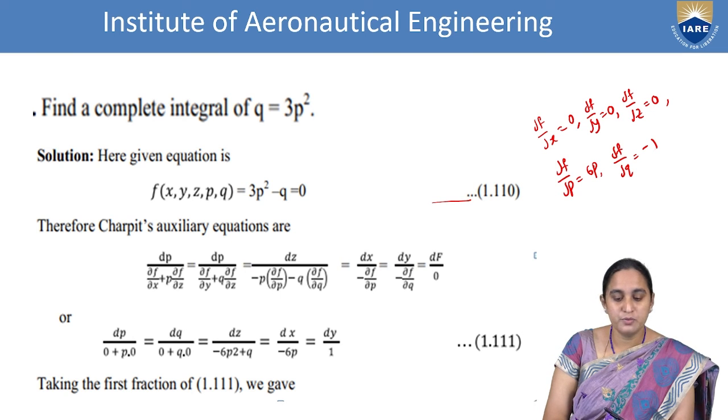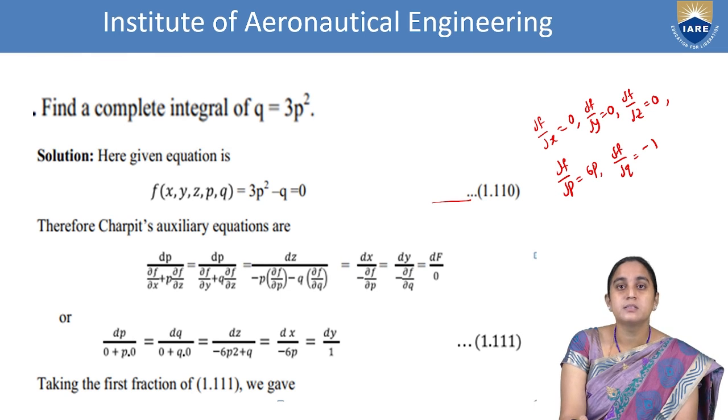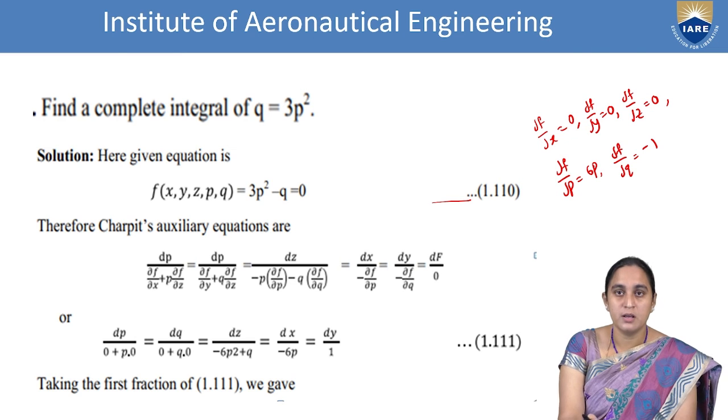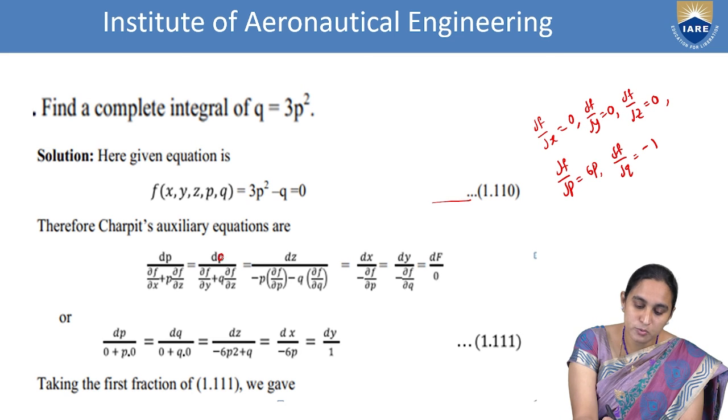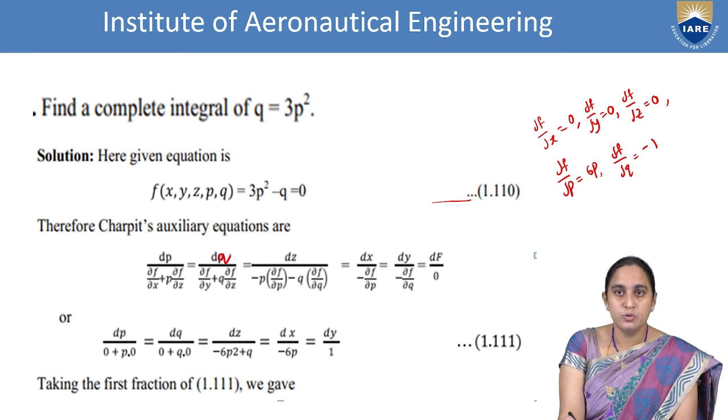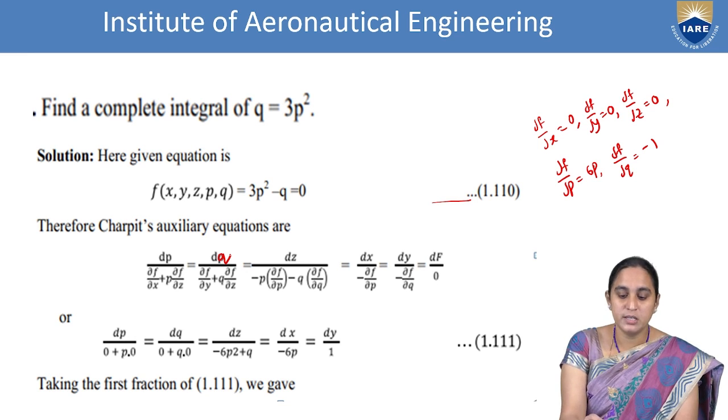Okay, now substitute all of these in Charpit's auxiliary equation. Now, what is the form of the auxiliary equation here? dp by ∂f/∂x plus p into ∂f/∂z is equal to dq by ∂f/∂y plus q into ∂f/∂z. That is equal to what? dz by minus p into ∂f/∂p minus q into ∂f/∂q.